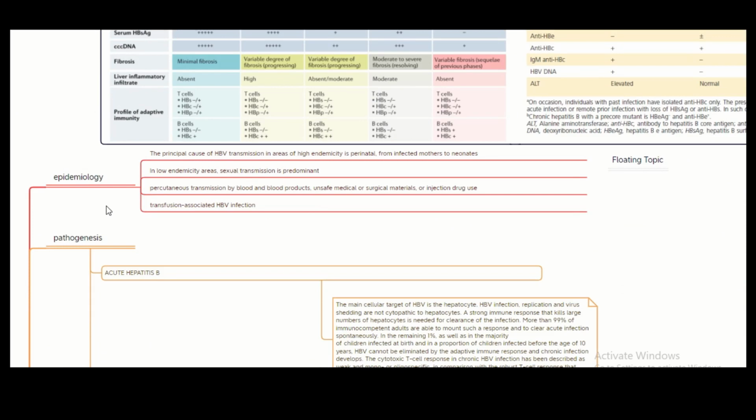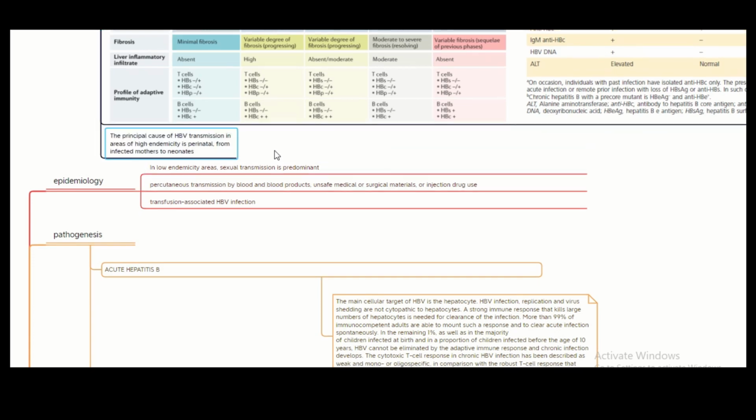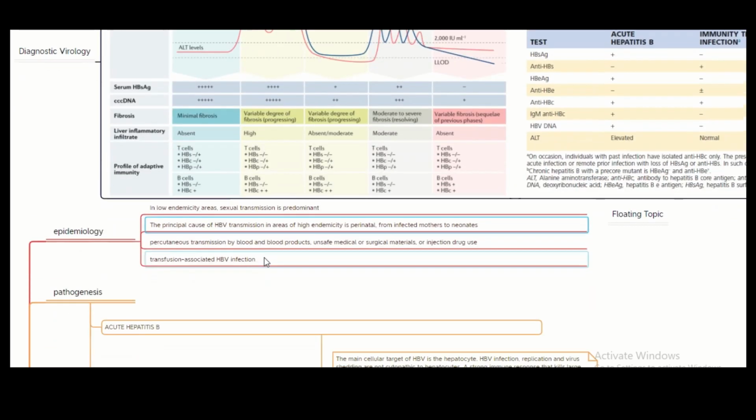The epidemiology of hepatitis B starts by identifying the principal cause. First of all, in high endemicity areas, where we have a lot of hepatitis B patients, the main cause is perinatal infection. In low endemicity areas, sexual transmission is predominant. This is usually in high income countries and low income countries.